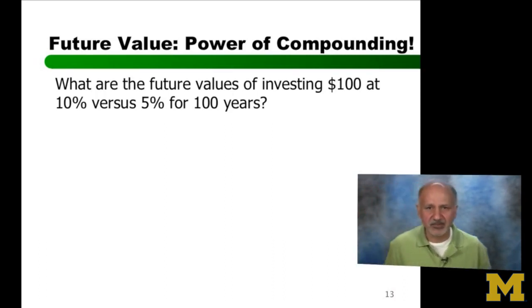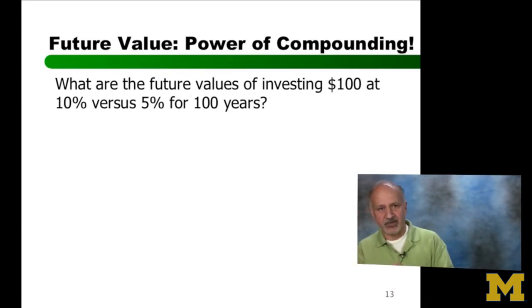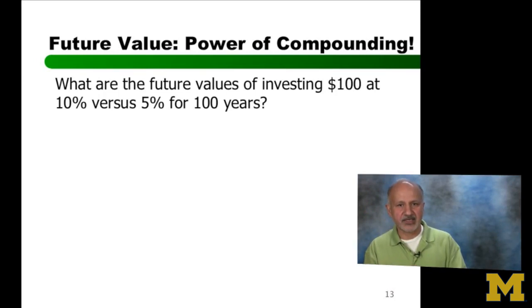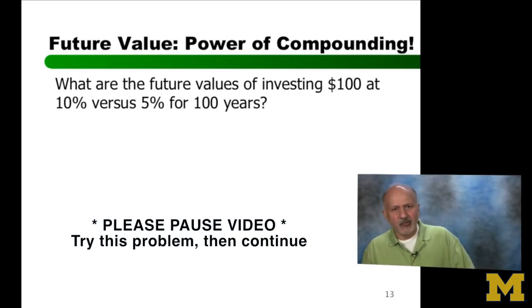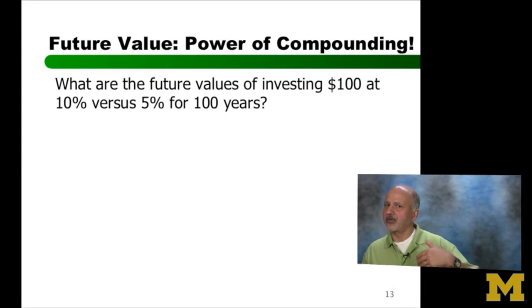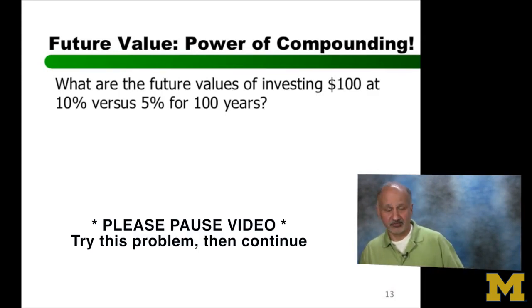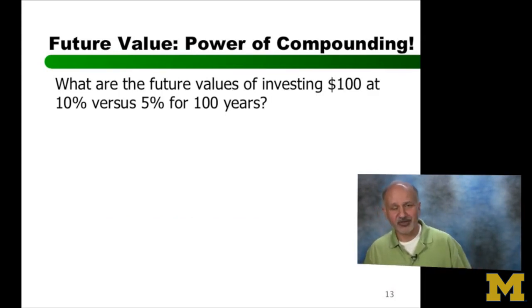So let's go to the next problem and show you the power of compounding. What are the future values of investing $100 at 10% versus 5% for 100 years? Why am I doing this? I'm doing this simply to give you real world context. I promise I won't talk about risk, but I'm by implication talking about it.